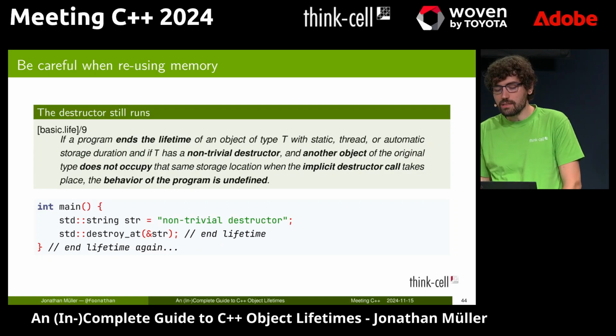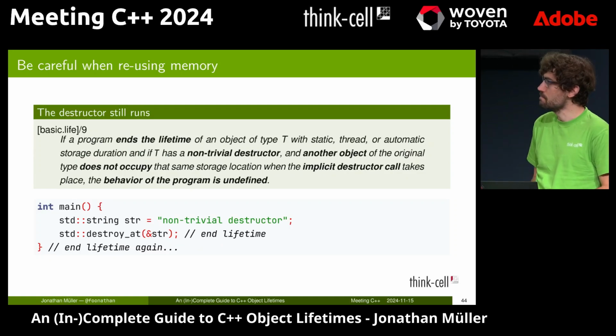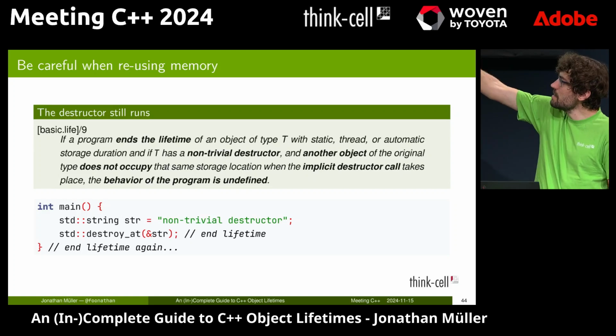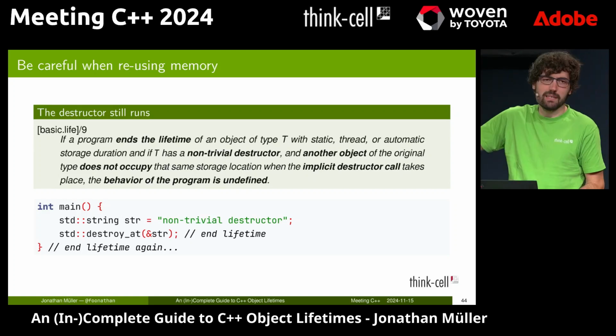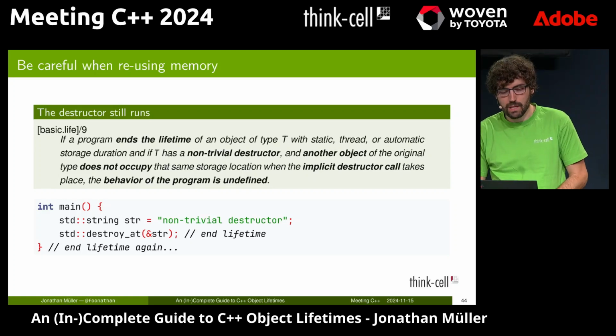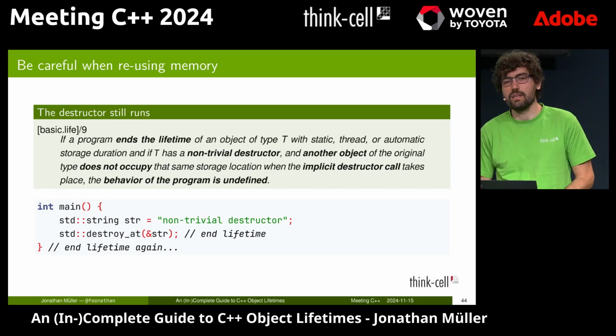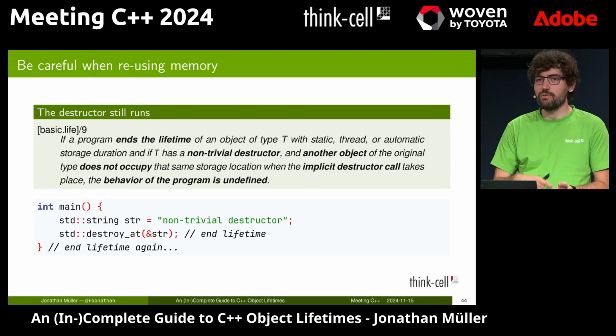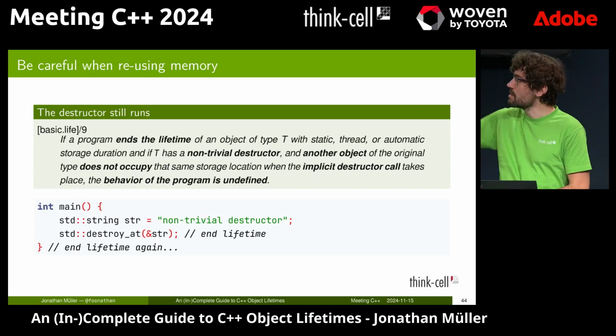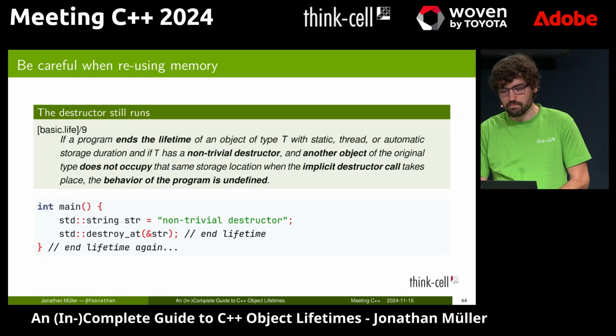When you do that, the compiler is still going to destroy the object. When you manually end the lifetime, the compiler doesn't care. It's going to end the lifetime again. So when it has a non-trivial destructor, you will destroy it twice, which is undefined behavior. So you have to be careful about putting something back in there before the scope ends.